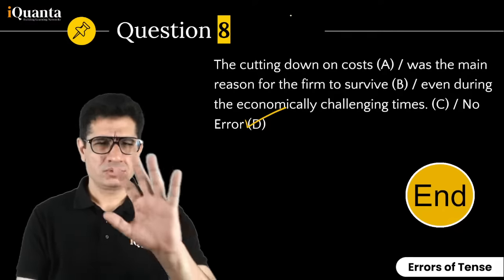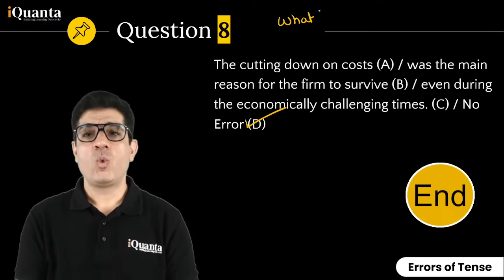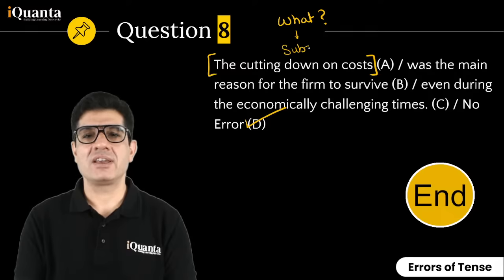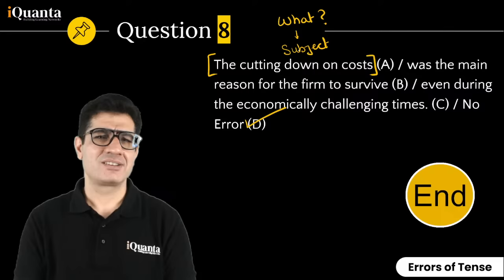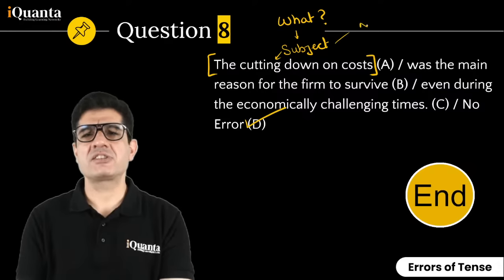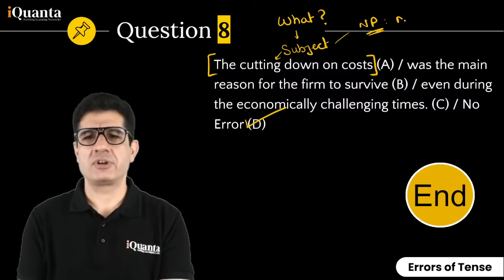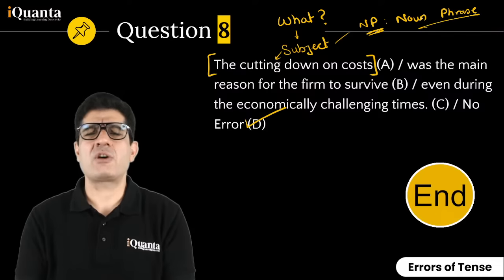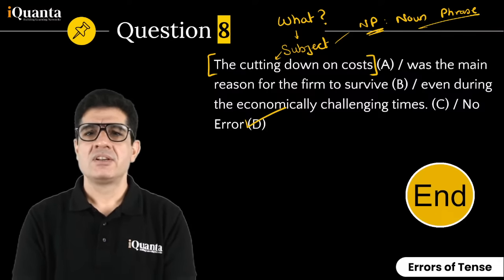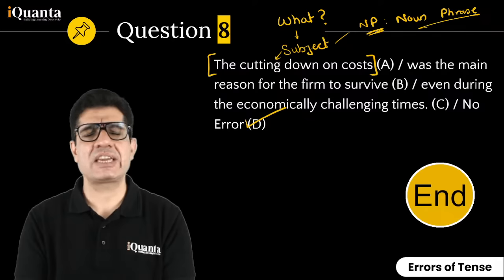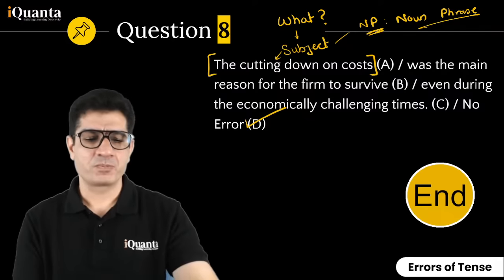So just think, if I ask you what was the main reason for the firm to survive? You'll say the cutting down on costs. So this entire part is the subject of the sentence. Okay, and it is a phrase. So there are times when a phrase acts as a subject of a sentence. Such phrases are called noun phrases. Let me write it fully. So it's a noun phrase. When a phrase acts as a subject or an object, you call it a noun phrase. So there is a noun phrase acting as a subject, which is absolutely okay. So that was the main reason for the firm to survive even during the economically challenging times. Everything else is absolutely spot on. Nothing wrong with it.